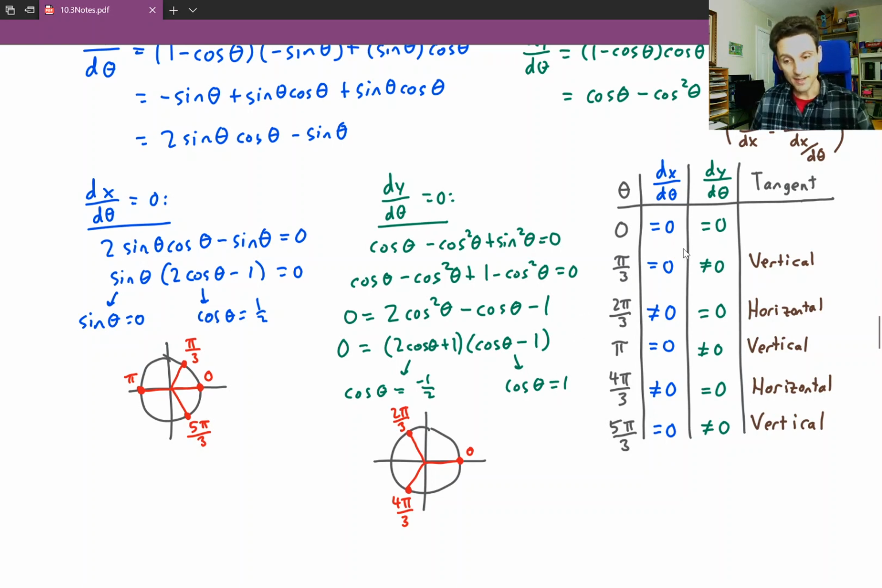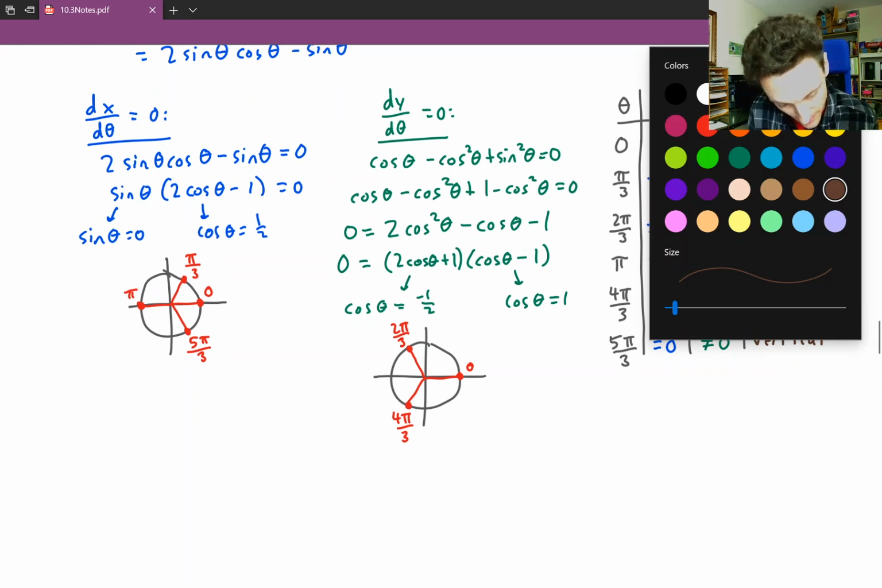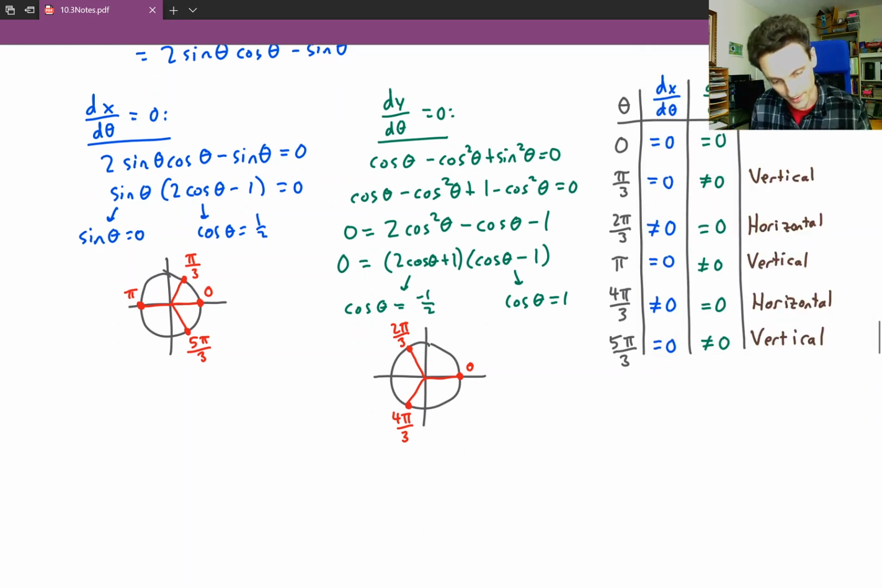Now the only last remaining case to consider is when θ is equal to 0. Both dy/dθ and dx/dθ are equal to 0 in that case. So in that case, we're going to come down and figure out what happens. So I'm going to put a little star here. We'll come down below and figure out what the limit as θ approaches 0 is, where the slopes of the tangent lines are approaching as θ approaches 0.